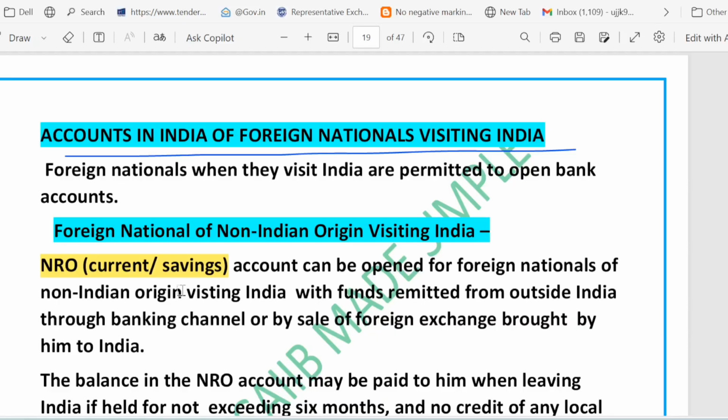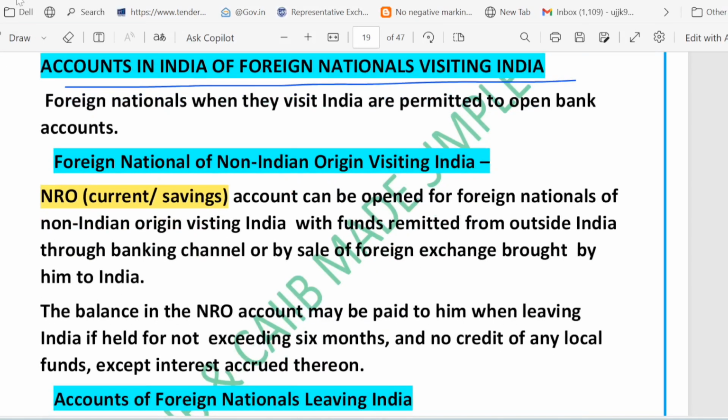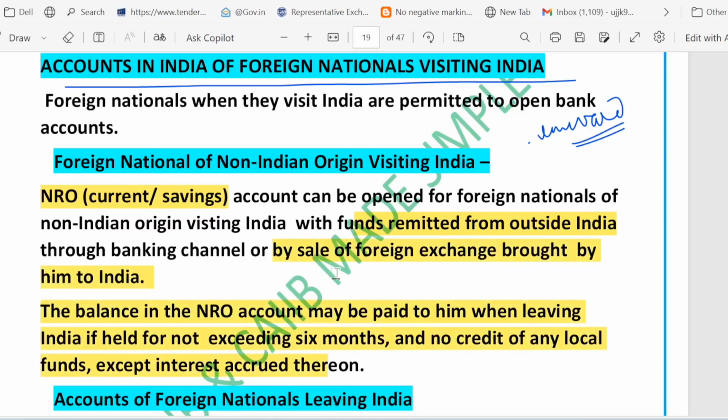Now the first question is how they fund the account. Let's answer this question. They can put money in two ways. The first way is by inward remittance. You can see it clearly written: funds remitted from outside India. That's called inward remittance, which means money sent from their bank abroad into an Indian account through the normal banking channel. Or the second way, by the sale of foreign exchange that they brought into India.